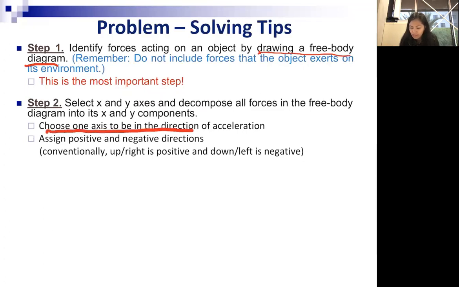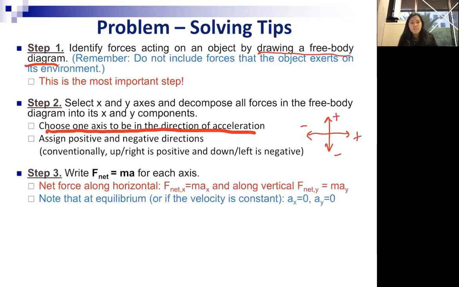Usually choose one axis to be in the direction of acceleration, and we'll see examples of why that's important, for example, movement along an inclined plane. And then you assign the positive and negative directions. The convention we're using is to the right is positive, upwards is positive, to the left is negative, and downwards is negative. So assign where is positive and negative, because that influences whether your force is negative or positive, right? If your force is pointing to the left, for example, then you should have a negative force. So that's the second step.